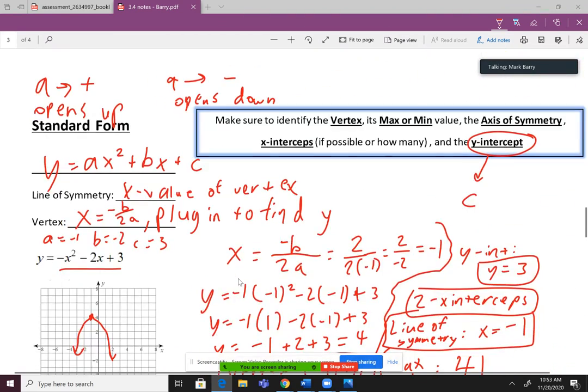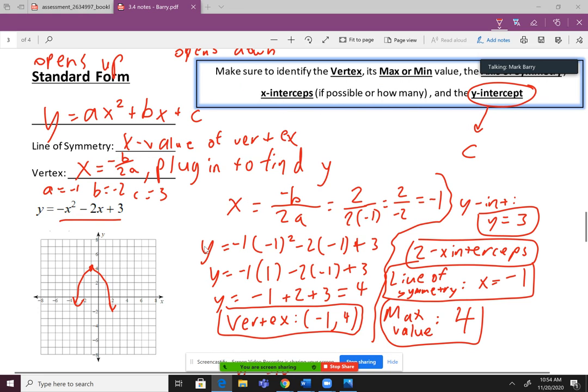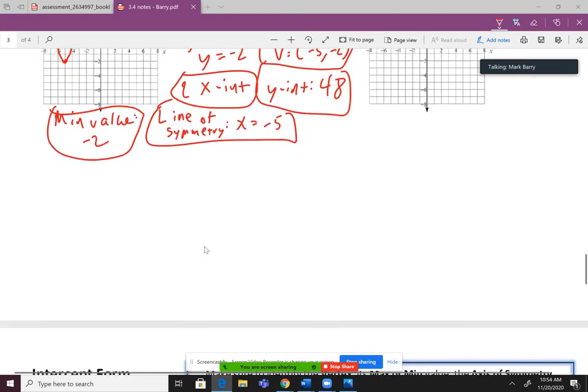Then we went on to standard form, ax squared plus bx plus c. On this one, we had to do a little formula to figure out the vertex. It was negative b over 2a, and then plug it in to find y. On this one, it was really easy to find the y-intercept. It was just c, okay?